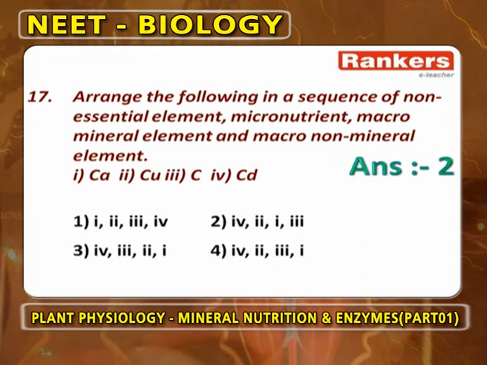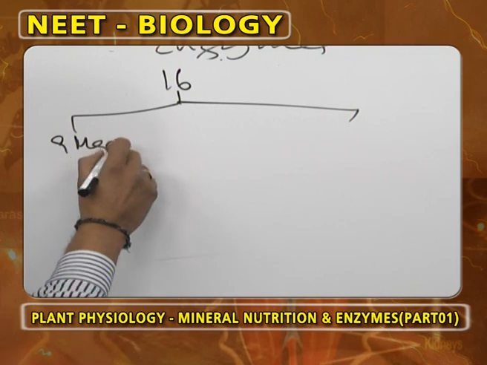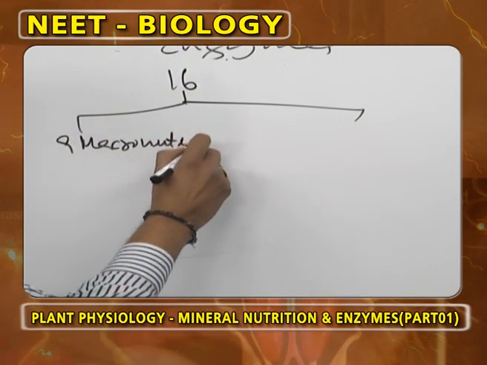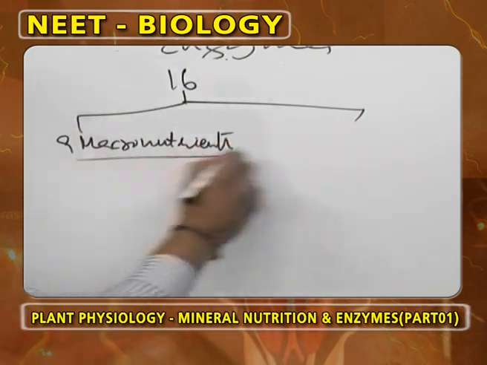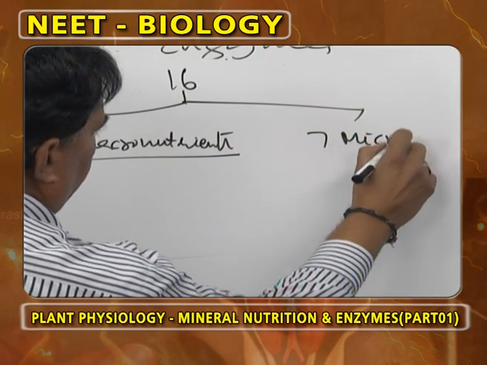So, in total 16 mineral nutrients are there. In this, 9 are macronutrients, 7 are micronutrients.